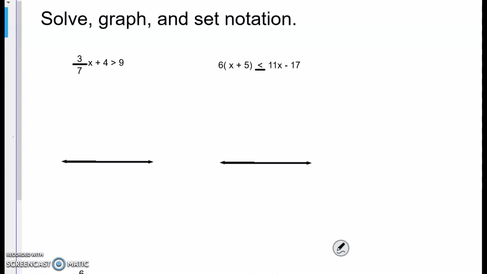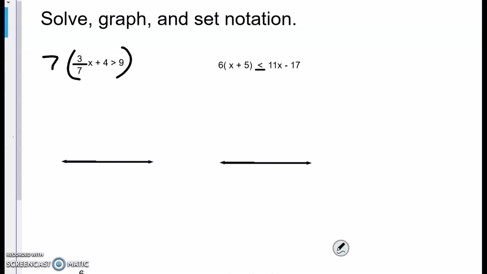In terms of our review here, on the test this is what you'll be told: solve, graph, set notation. The solving is the algebra. You can do this multiple ways. I'm going to stay with one way. I'm going to multiply everything by my denominator. I can't stress this enough.